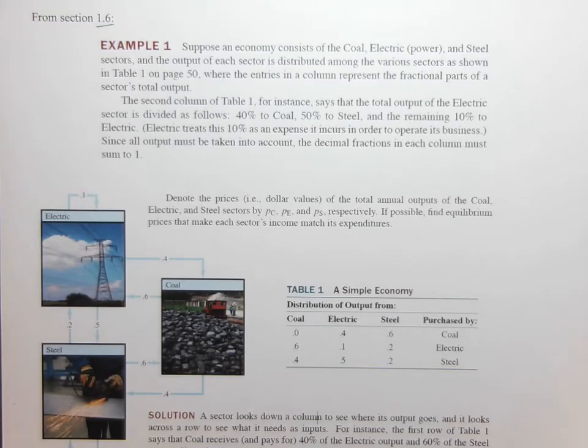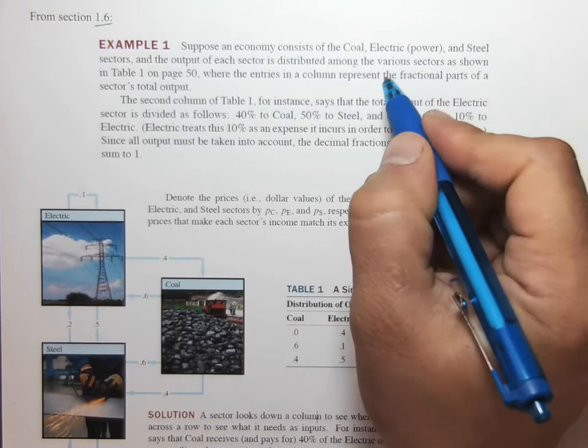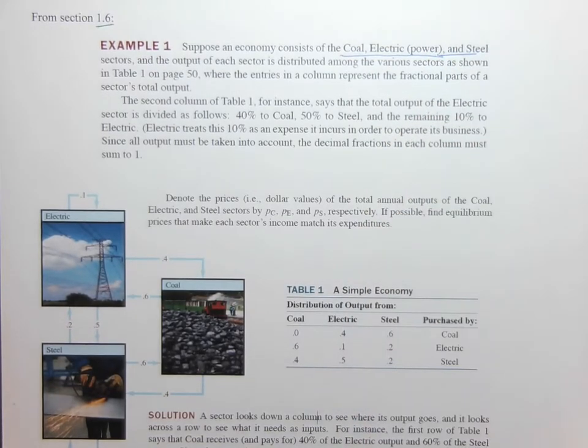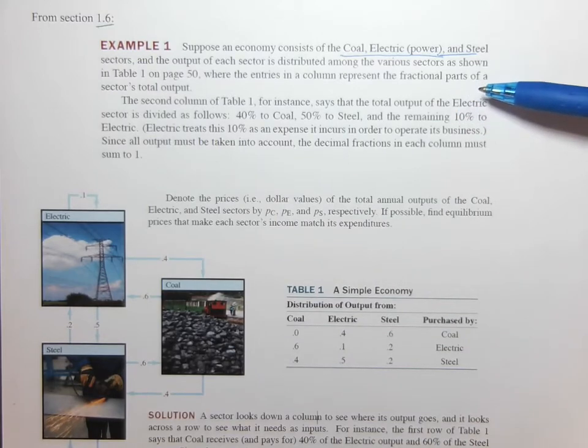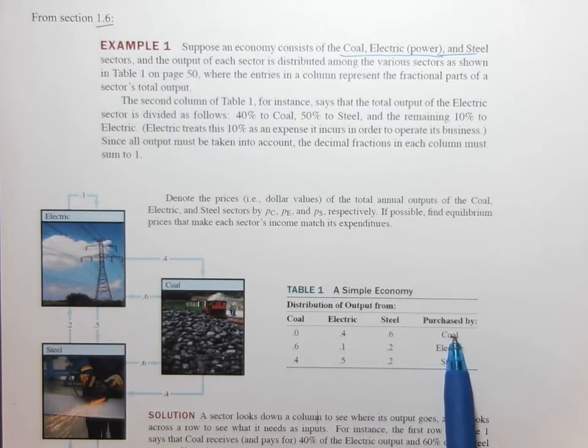So anyway, here's a quick example of how it can possibly be used in an economy type setting. In this particular economy, and I'm just going to briefly go through this, we go into more detail in section 1.6, there's 3 parts of the economy here. We have coal, electric, and steel. And what we're trying to do in this particular problem is talk about how the consumption and output of each one of these sectors is summarized in this table. And so what this basically says is coal purchases 60% steel, 40% electric, 0% coal to run its business. The electric industry uses 20% steel, 10% electric, and 60% coal to run its business. That's what this is saying.